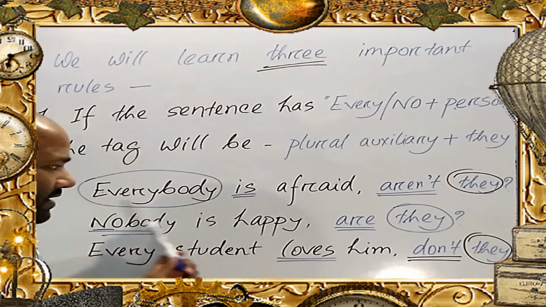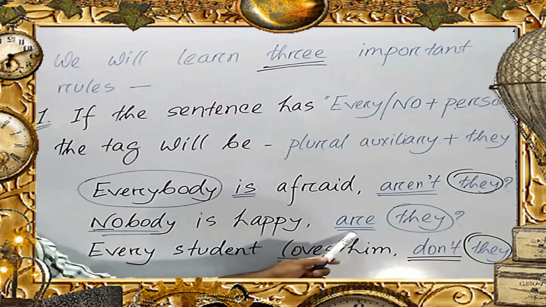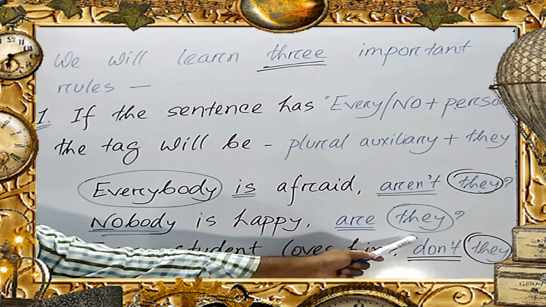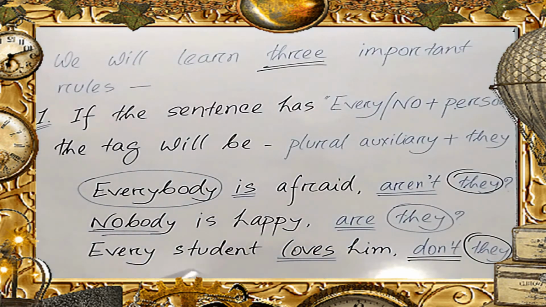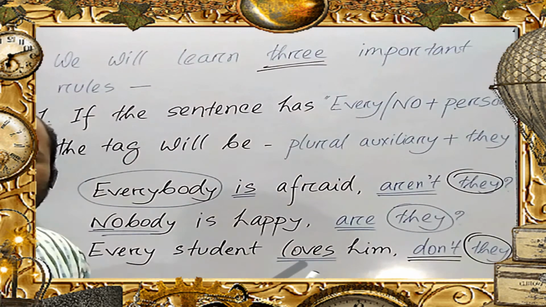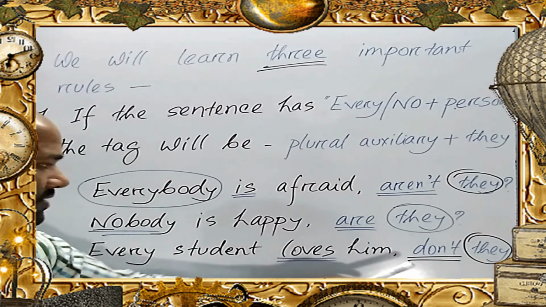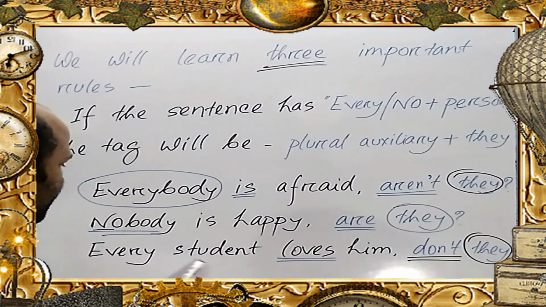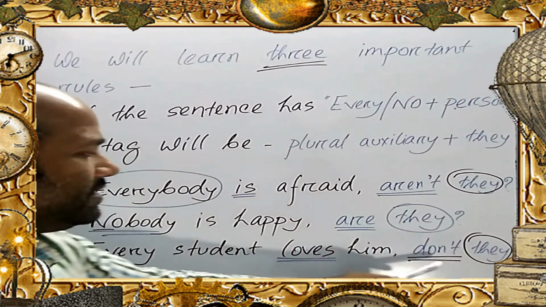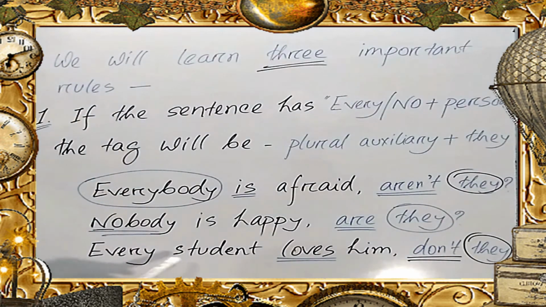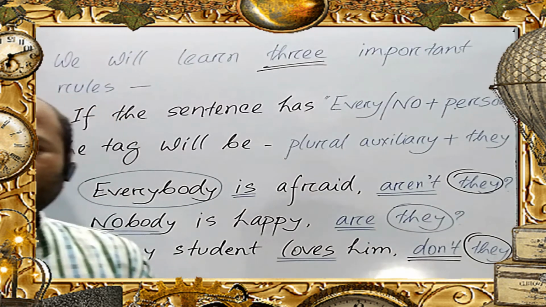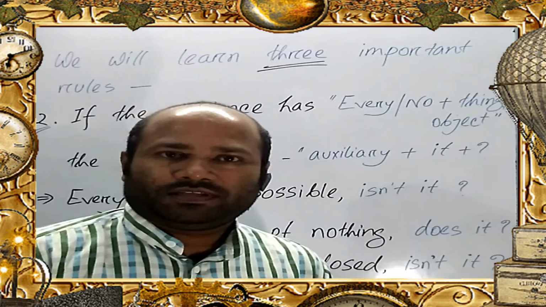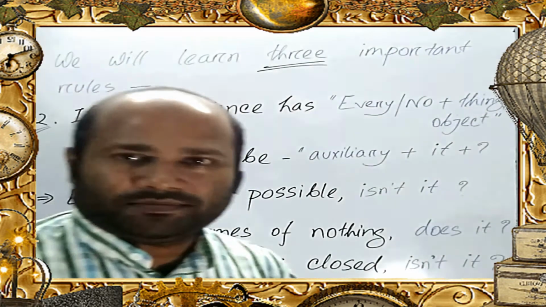Then nobody is happy, so also is becomes are, because the subject is nobody, no plus person, then it will take they. Final one, every student loves him. Here loves is a singular form. You have to make the plural do instead of does. Then as it is an affirmative sentence, you have to make it don't, and every student will become the pronoun they. I think you have clearly understood the point. Rules with every plus thing or object.